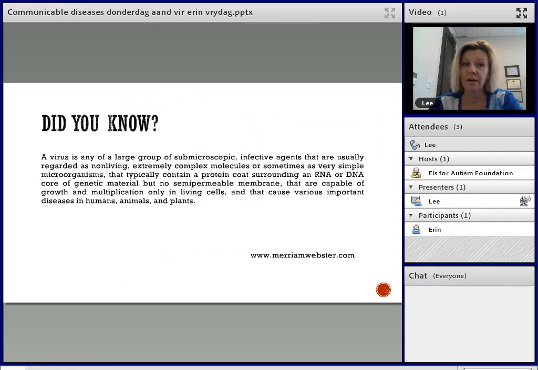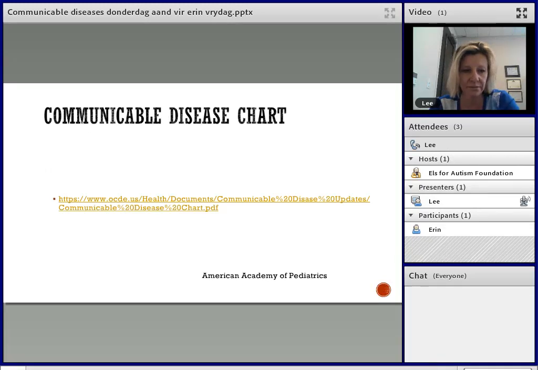So did you know a virus is any of a large group of submicroscopic infective agents that are usually regarded as non-living, extremely complex molecules, or sometimes as very simple microorganisms that typically contain a protein coat surrounding an RNA or DNA core of genetic material, but no semi-permeable membrane, that are capable of growth and multiplication only in living cells, and that can cause various important diseases in humans, animals, and plants.